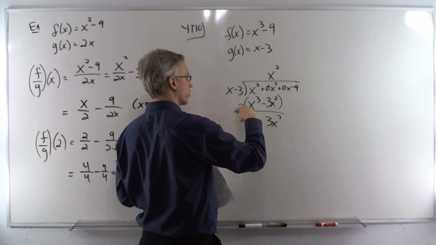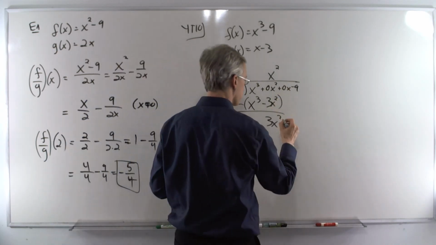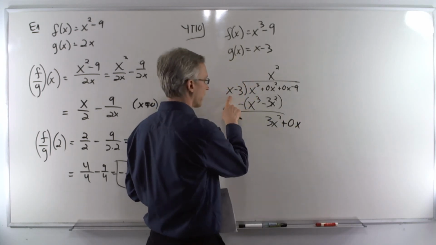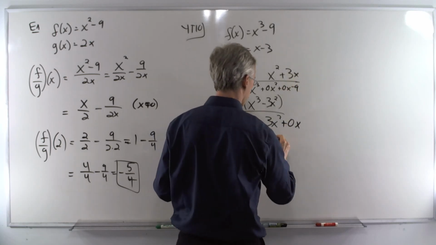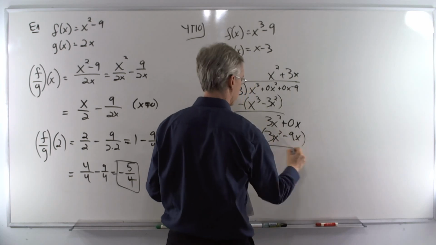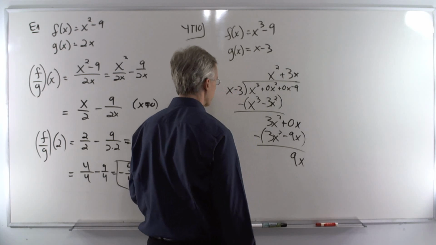Subtracting, those go away. 0 minus negative 3 is positive 3. So 3x squared. Now I'll bring down the 0x. Now we need to match 3x squared, so we're going to multiply x by 3x. And that gives us 3x squared minus 9x. All right, 0 minus negative 9 is positive 9. You get a positive 9x here.